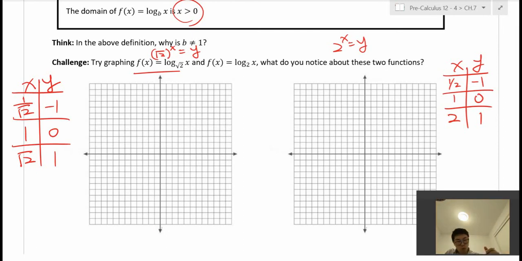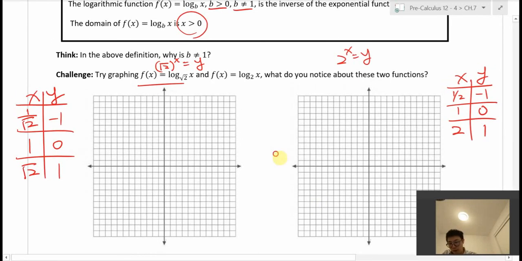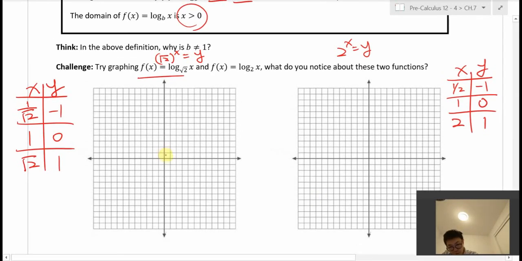Okay, 1 over root 2. I can't remember what that is. I think that's 0.7 or something like that. Root 2, that's 0.7. That's right. So 0.7 and -1, somewhere here. 1 comma 0. Root 2 is 1 point something. Can't remember. 1.7? 1.4, sorry. 1.4 and 1 is right here. There's the graph.